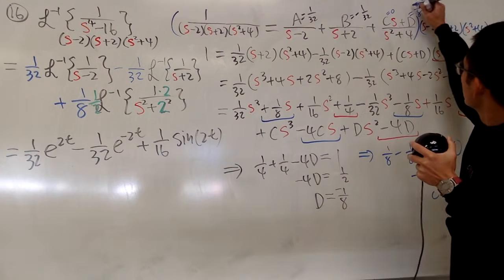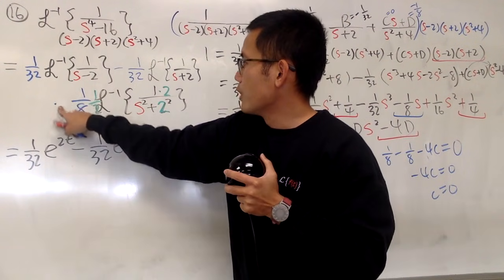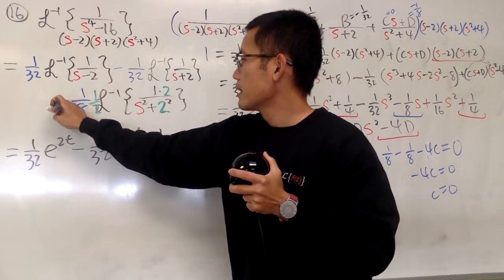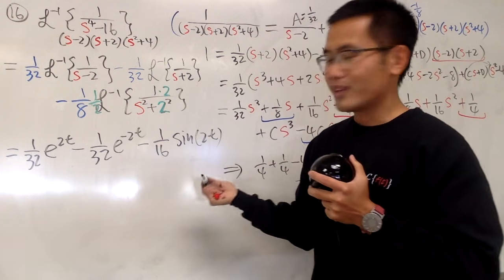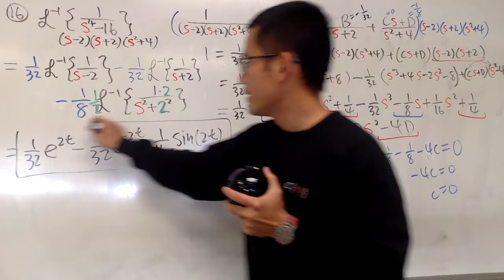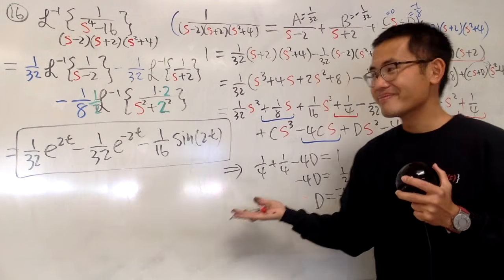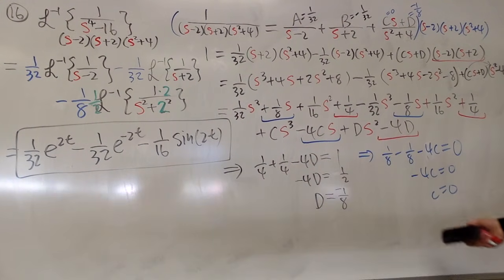So D right here should be a negative 1 over 8, and C doesn't matter, it's 0 anyway. So this right here should have been a negative 1 over 8. And then this right here should have been minus 1 over 16, and then all that. Just like this. All right, done. So have a look.